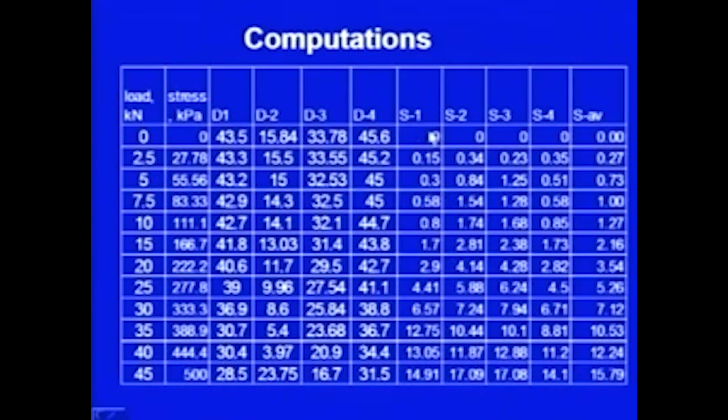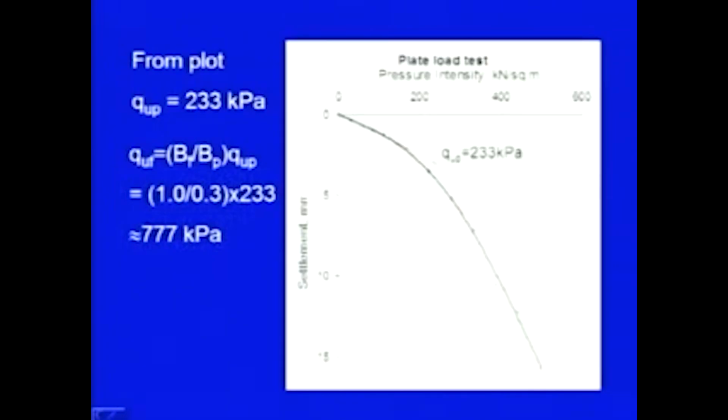We have done those calculations and calculated the settlements. These are the settlement values for 1, 2, 3 and 4, and then we have taken the average settlement. And here is the plot. On the x axis is the pressure, the load intensity, and on the y axis the settlement. This is a straight line portion, this is also a straight line portion, these are the two tangents, and the ultimate bearing capacity of the plate, QUP, is observed to be roughly 233 kPa. So, this is the ultimate bearing capacity of the plate.